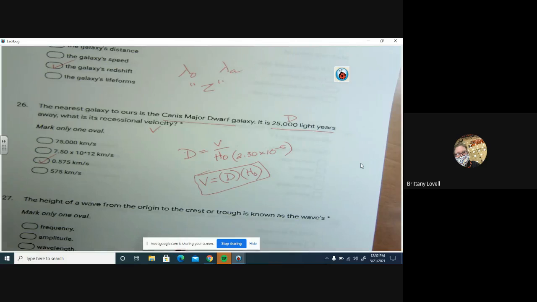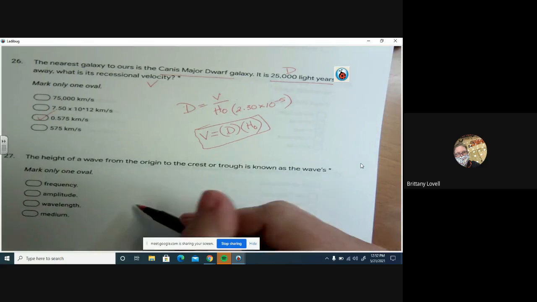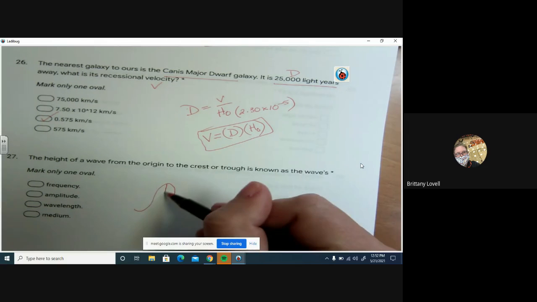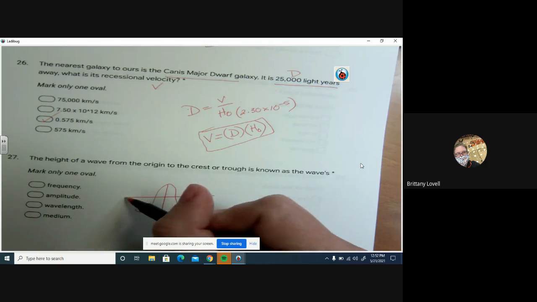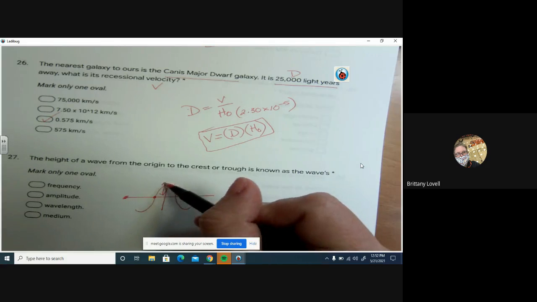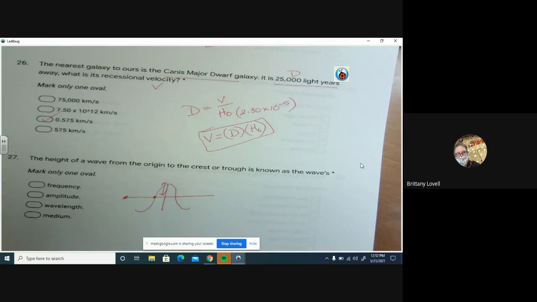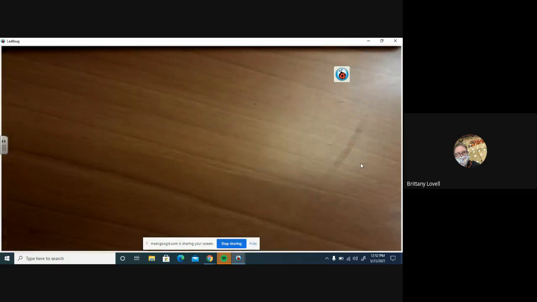Okay. Number 27, the height of the wave from the origin to the crest. If you're looking at a wavelength from the origin point to the crest, like let's say this is the origin point, this right here would be known as its amplitude, the height. Height is amplitude.